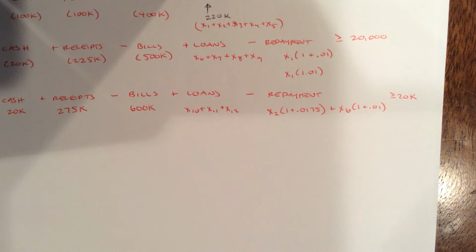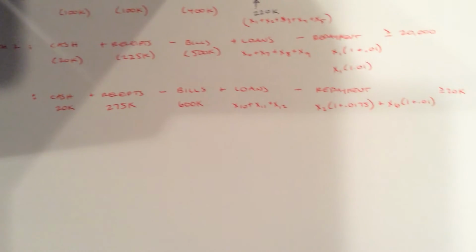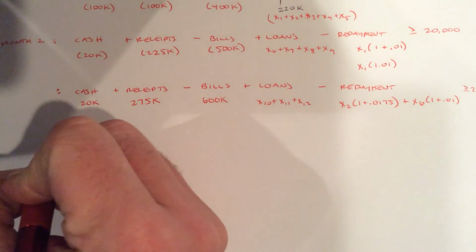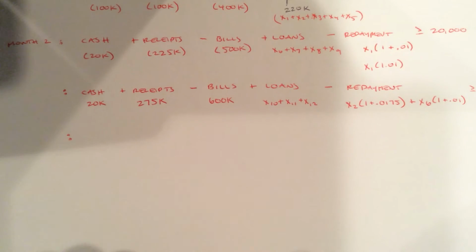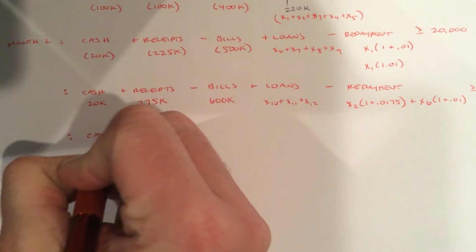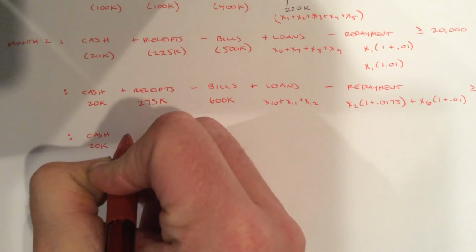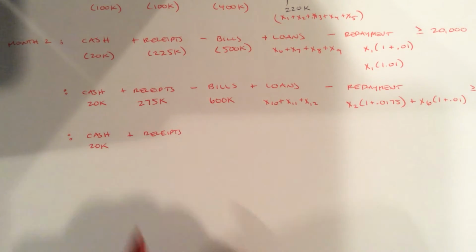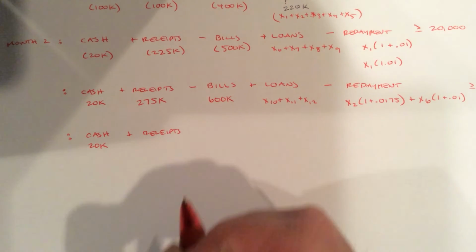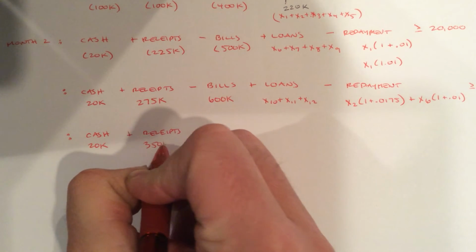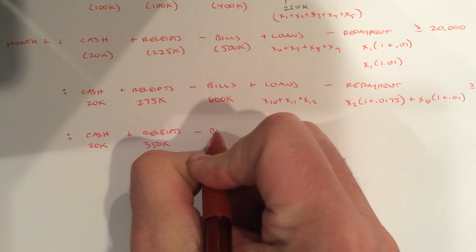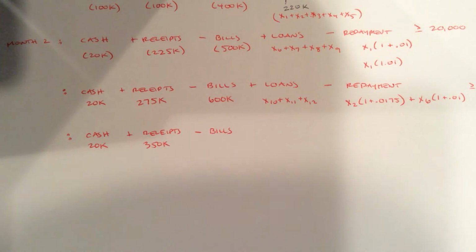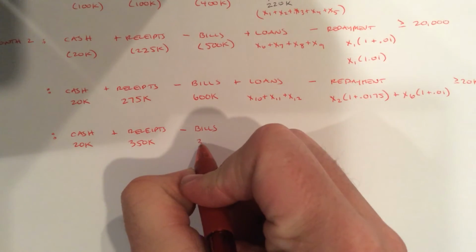And we're going to continue this process. Okay, so we'll write it out so you do see it. It's going to get a little messy, so hopefully you'll be able to see it all. So month 4, we have cash on hand, which again is 20K, plus our receipts. Now we're starting to roll: 350K minus our bills. Here our bills are only 300,000.